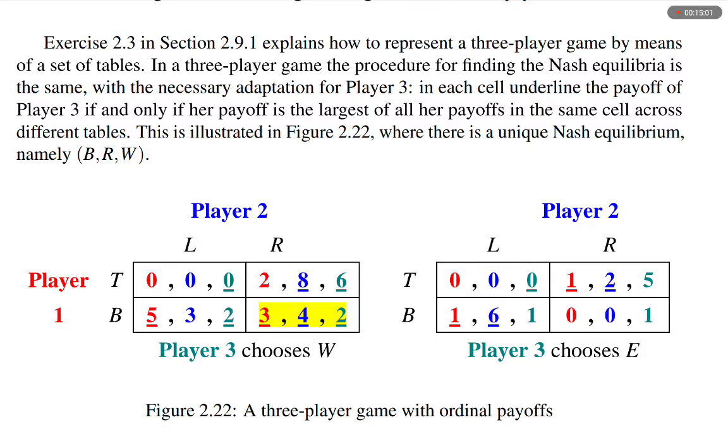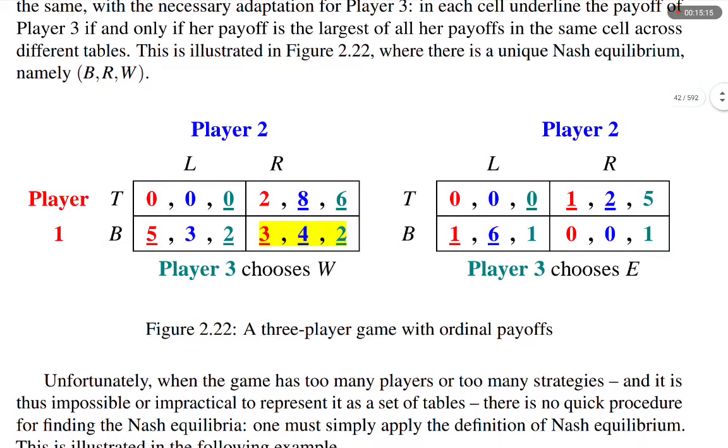This is illustrated in figure 2.22, where there is a unique Nash equilibrium, namely (B, R, W). We then have figure 2.2. It is a 3-player game with ordinal payoffs.